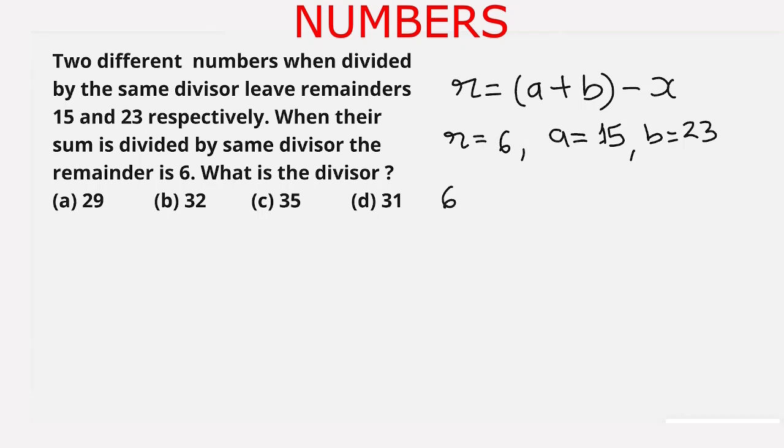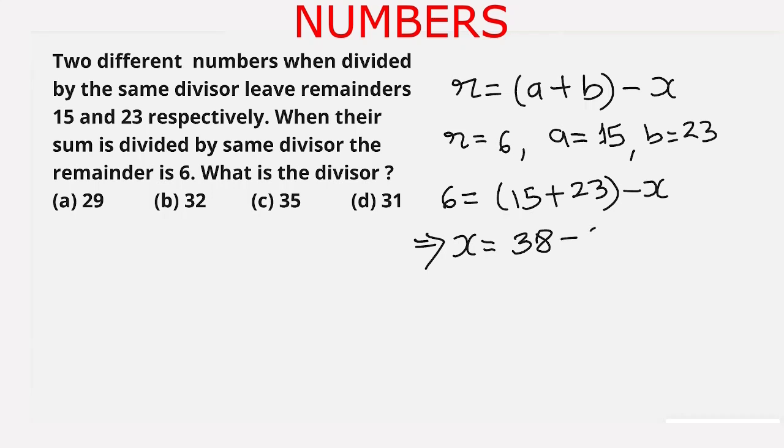R equal to 6 equal to 15 plus 23 minus X. This gives X equal to 15 plus 23 is 38 minus 6 equal to 32. This way we can get the value of divisor X. And from the given options, our answer is option B, 32. I hope you have understood the method of solving such type of question.